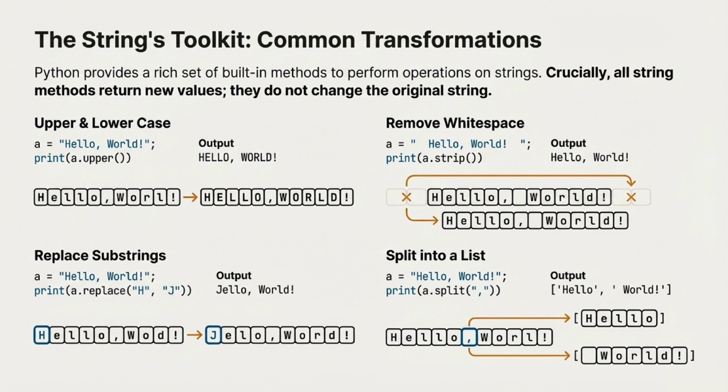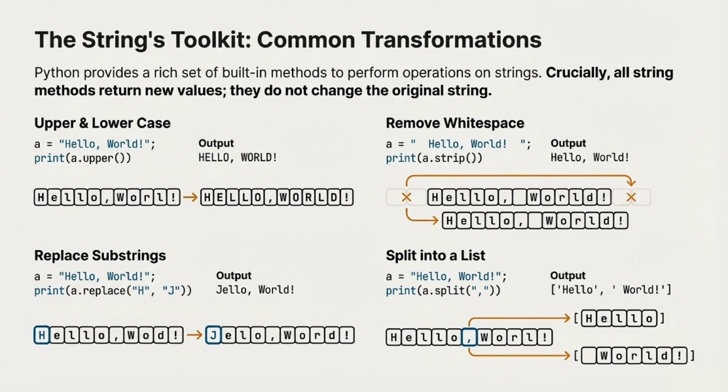Next, we have removing extra white space. The strip() method removes unwanted spaces from the beginning and end of a string. This is extremely useful when working with user input or data read from files. After applying strip(), the text becomes clean and ready for further processing.